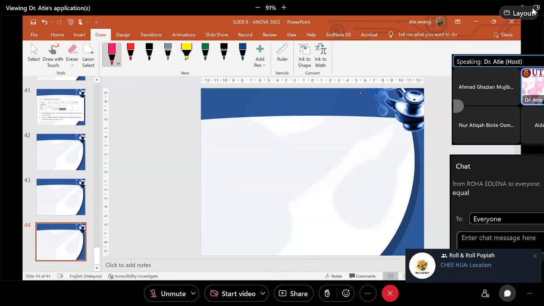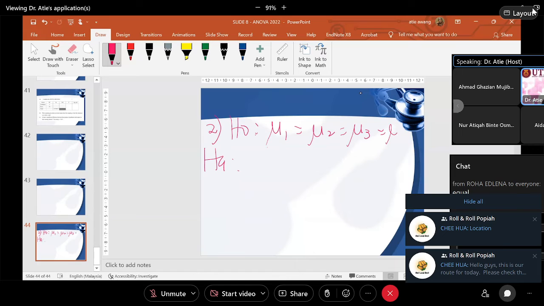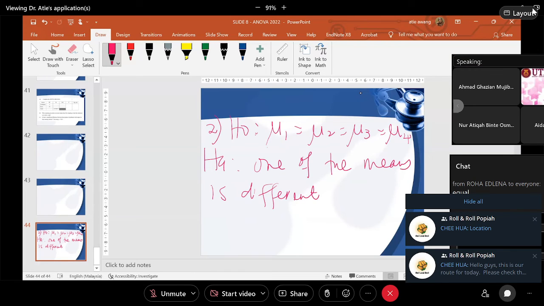And then we have step number 2. We need to write H0 and also HA. So we have 4 groups. Mu1 is equal to mu2 is equal to mu3 is equal to mu4. And then for HA, one of the means, okay, one of the means is different, right?